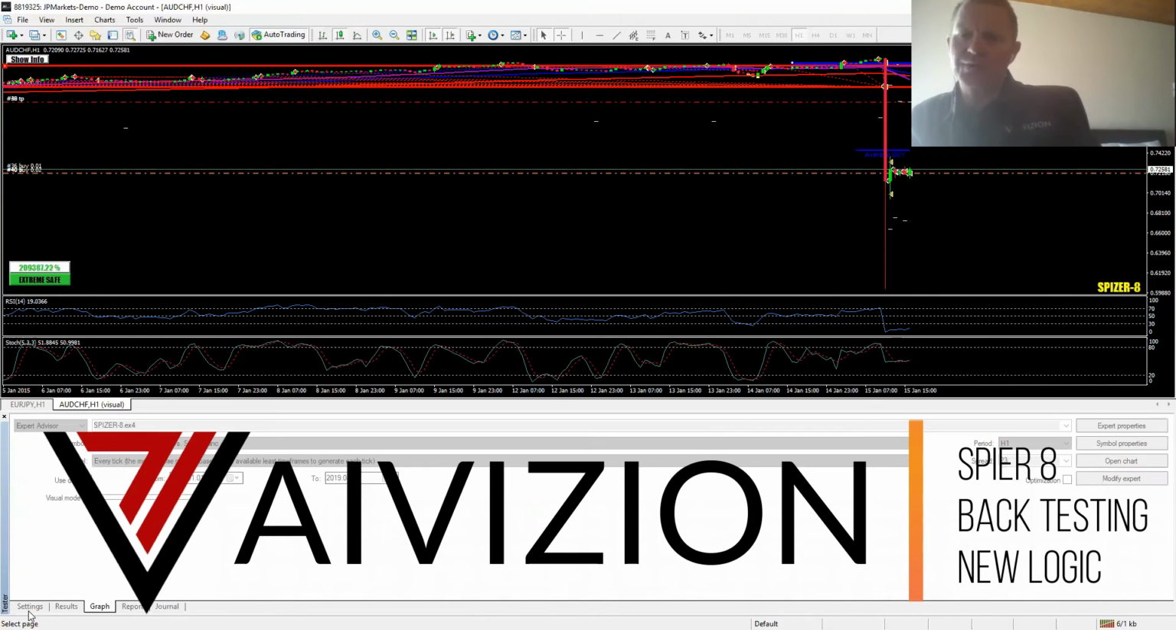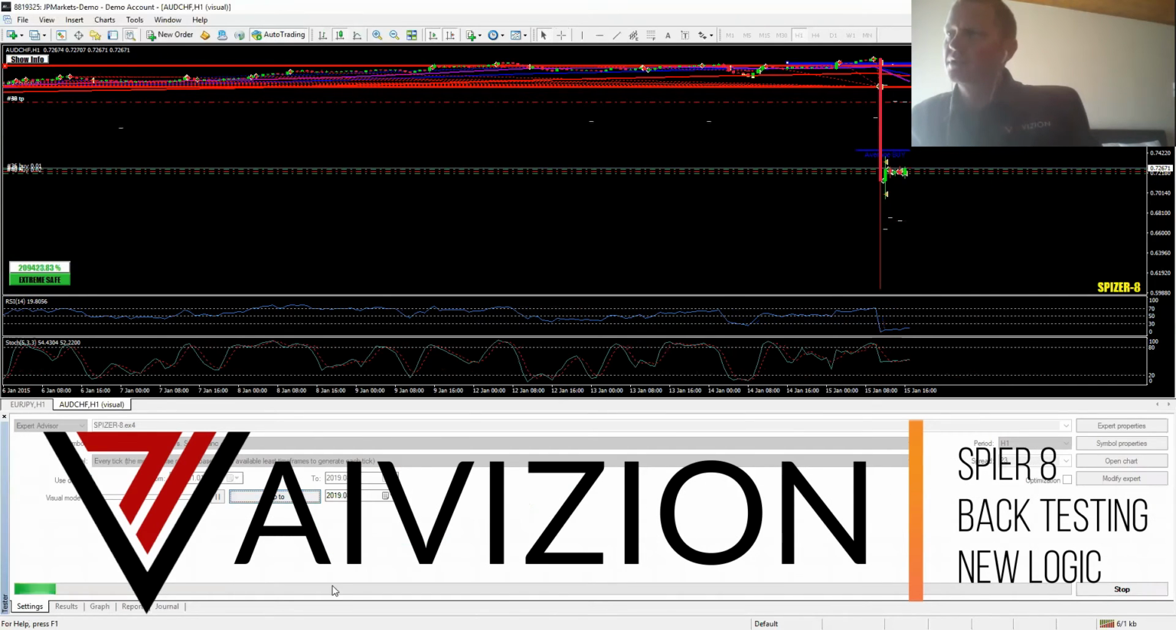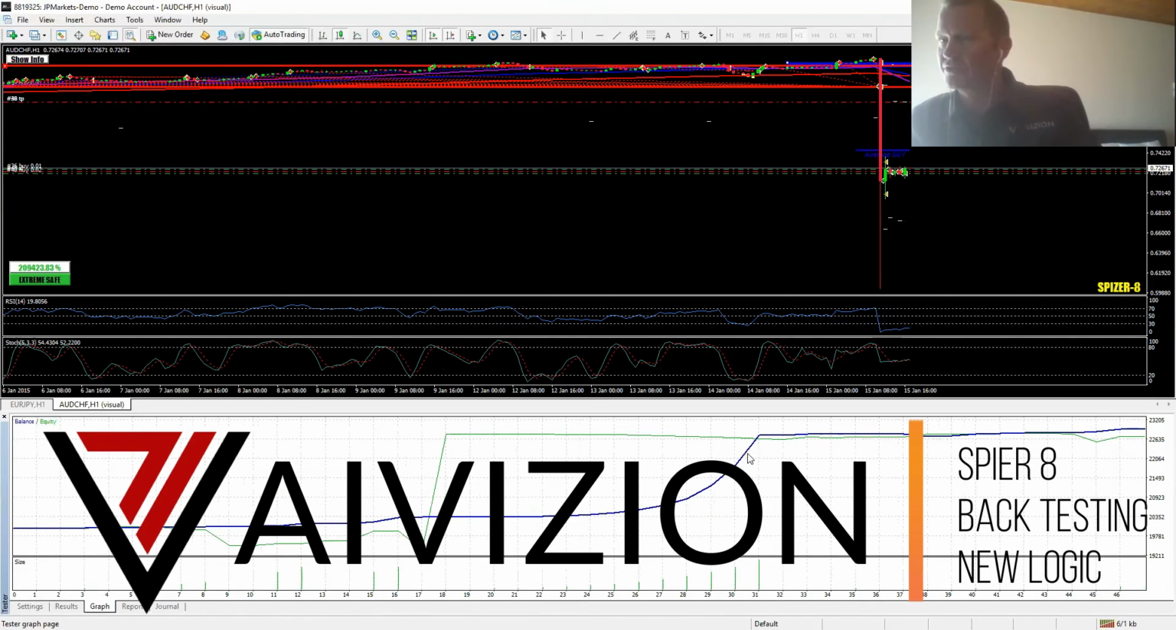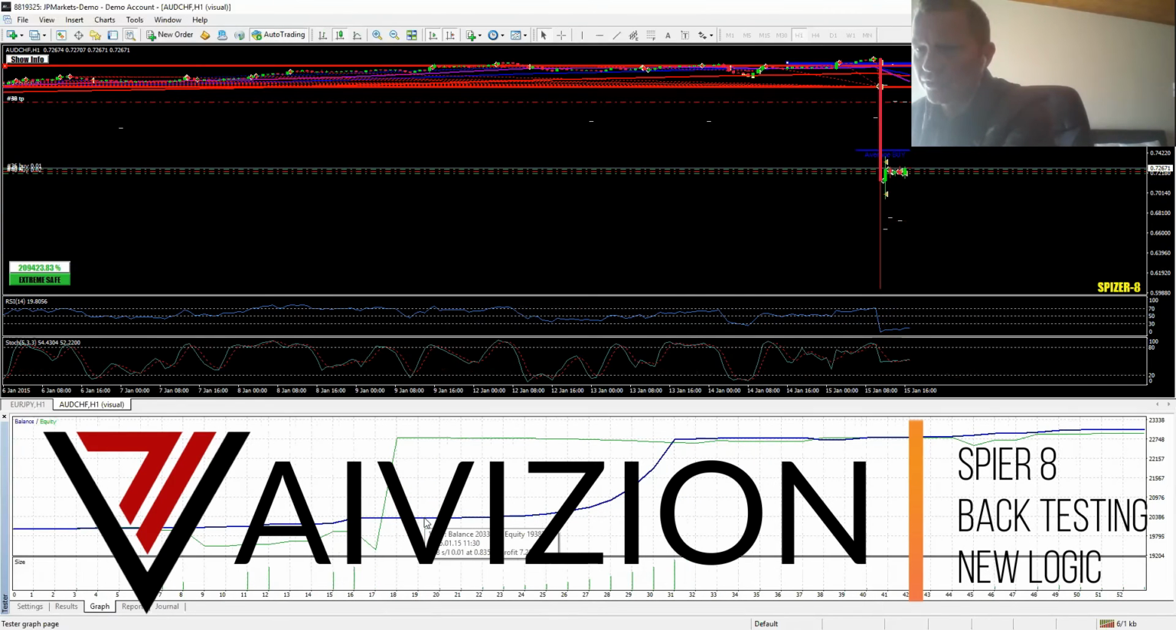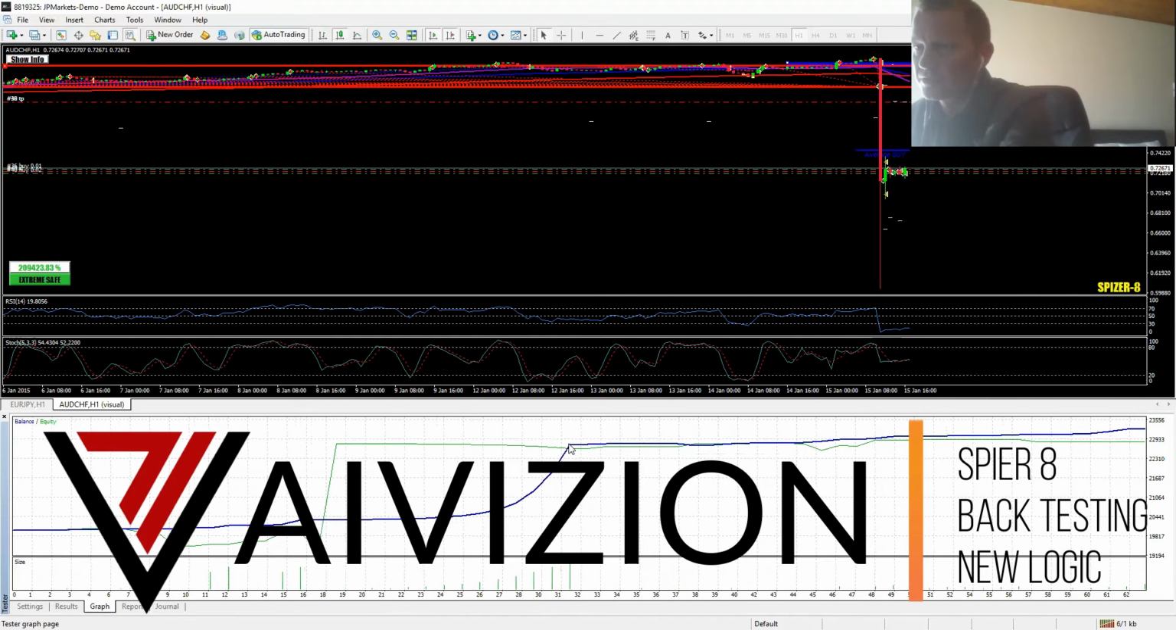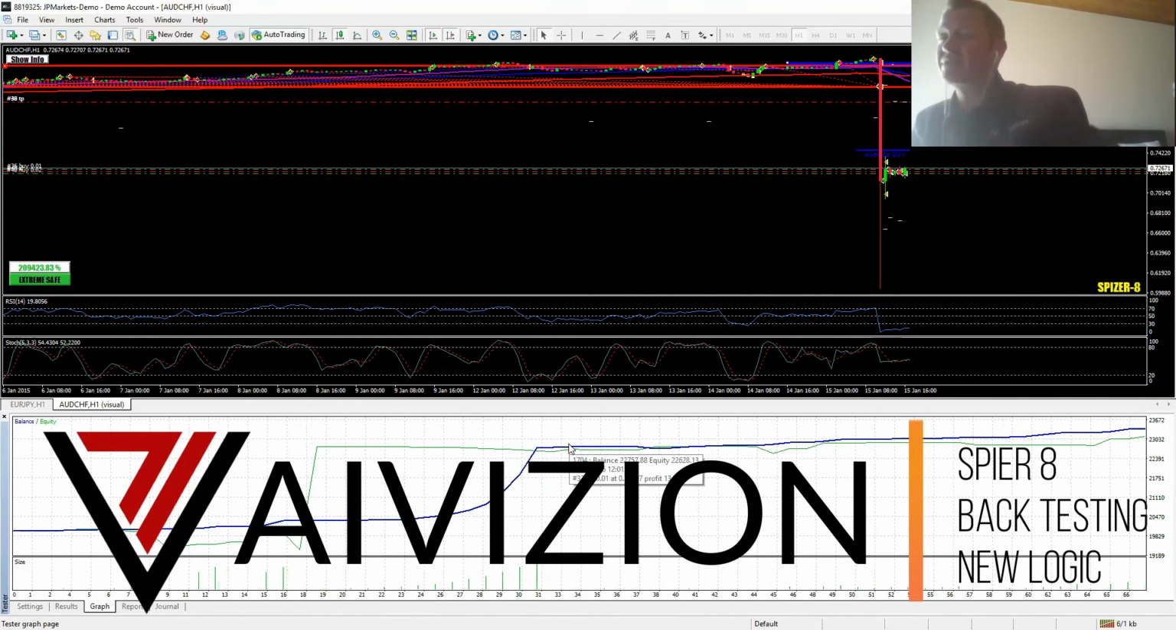So I'm just going to put this on fast forward. So the visual will stop a bit, but we will see the graph nicely. Look at that jump. So we went from a $300 profit up to $2,700 with that nice big candle. You know, that's absolutely amazing.